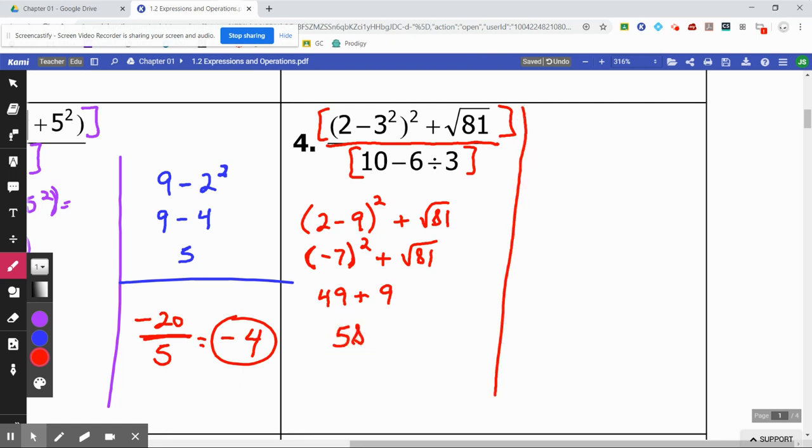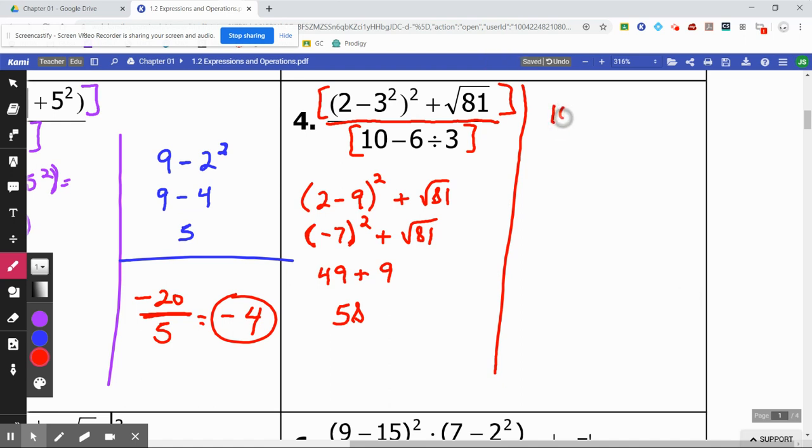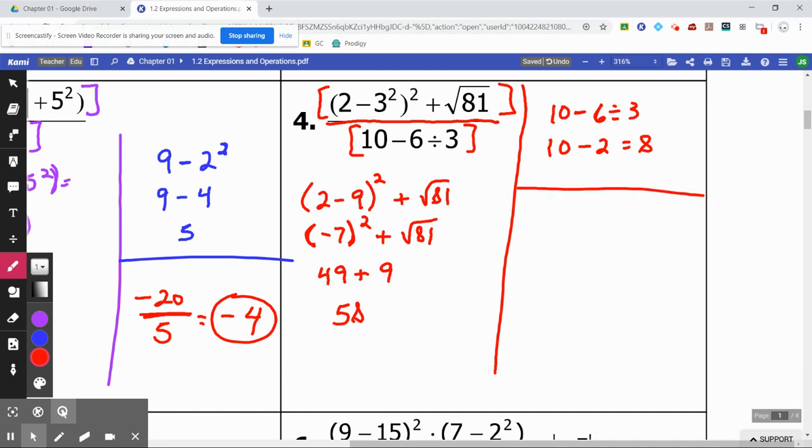Now let's do the bottom. On bottom, we have 10 minus 6 divided by 3. So you only have two operations, subtraction and division, and you just pretty much have to say which one of those comes first, and that would be division. The 6, since it has the minus sign there, though, treat it like a negative. Negative 6 divided by 3 would be a negative 2, and 10 minus 2 is 8. So therefore, my top was 58, and my bottom was 8.